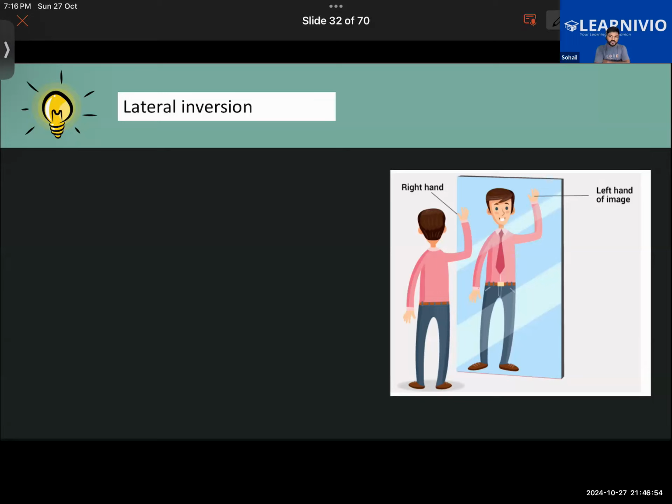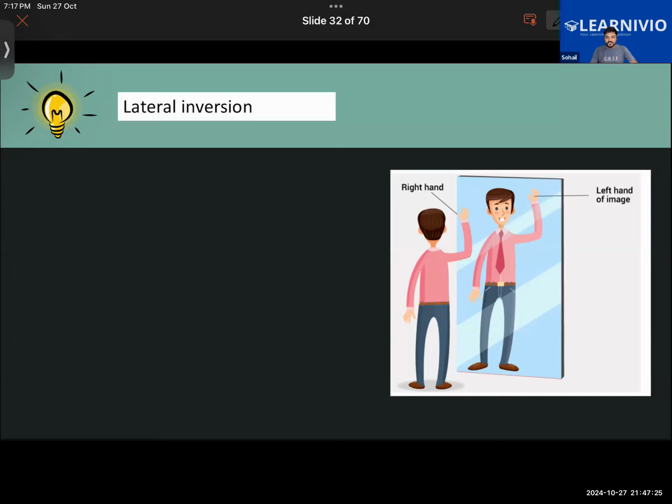Try to recall some points. The height of the image will be the same. Already mentioned those points. Okay, there was one point about the speed that was not mentioned. Explain this. Also, it is erect. Talking about the speed at which the object will be moving towards the plane mirror, the image will also be moving at the same speed.